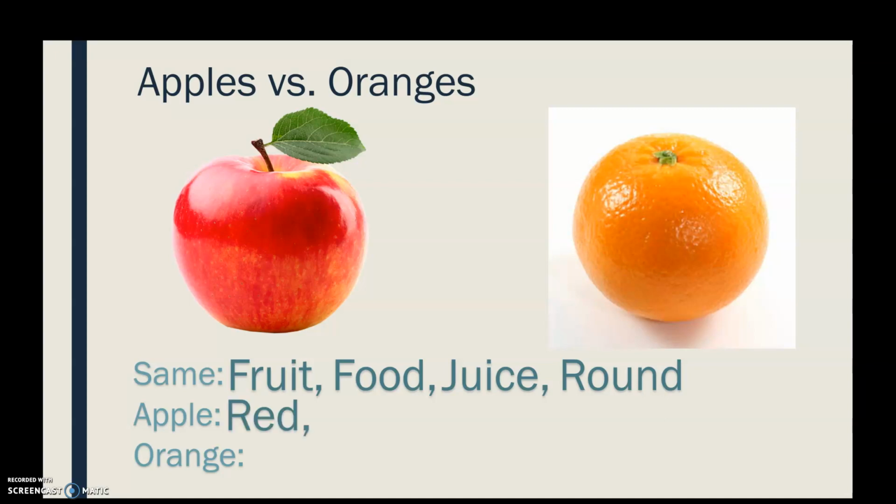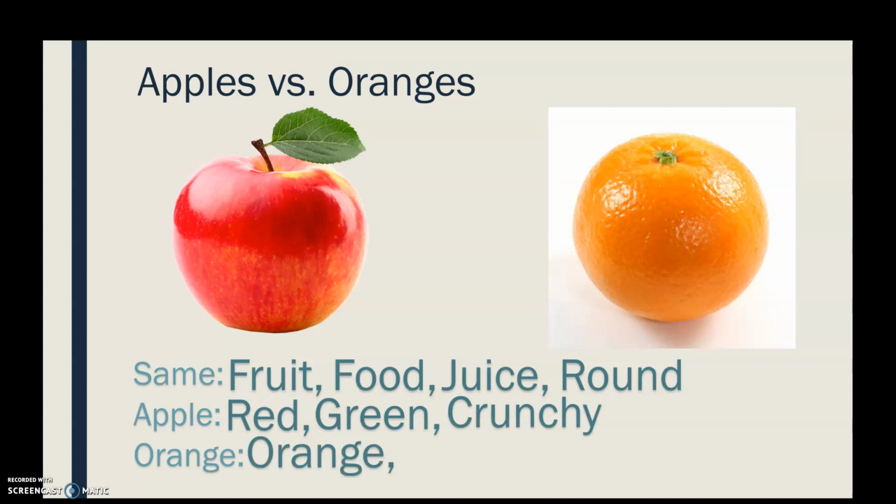Now an apple can be red, just an apple. An apple can be green, but not an orange. And an apple is crunchy. Now an orange is orange. It's squishy. So these are things that are the same and different between apples and oranges.